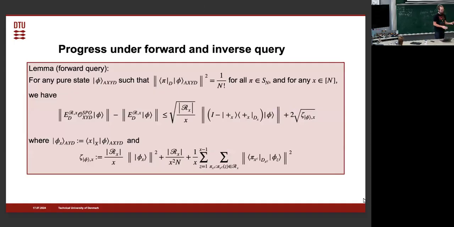So here's a lemma, and it looks scary. Let's not look at the details too much. But it's this progress measure lemma, right? On the left hand side, you have a difference between just applying our E operator to a state and first applying the query operator and then the E operator. So that's the progress that we want to bound. And then we get some bound.